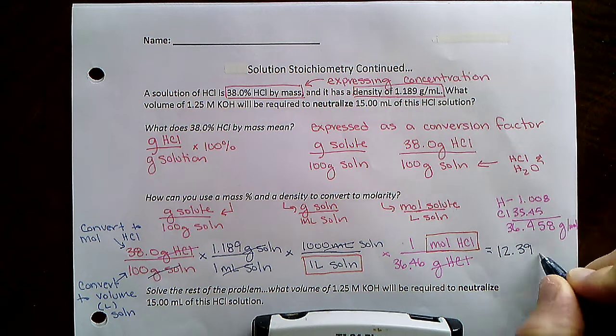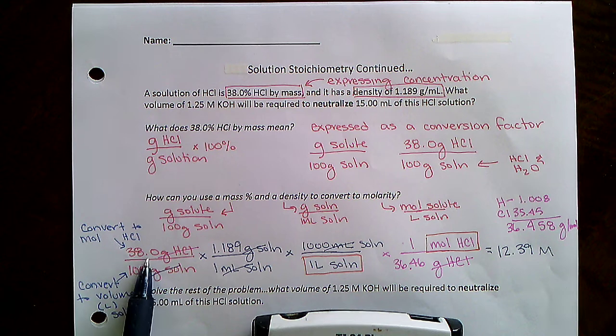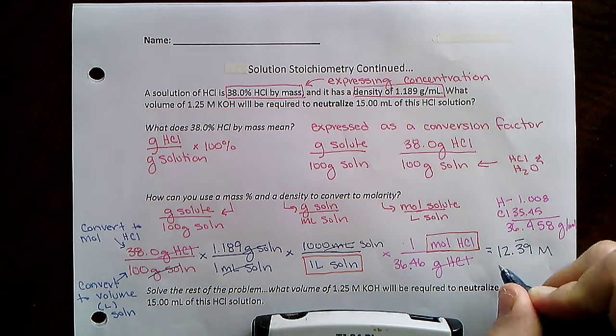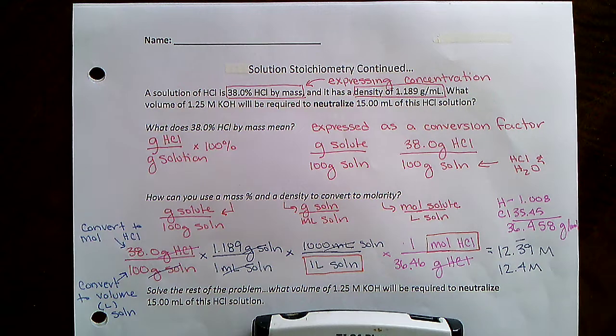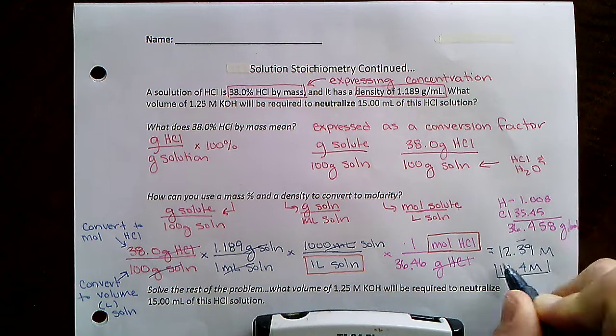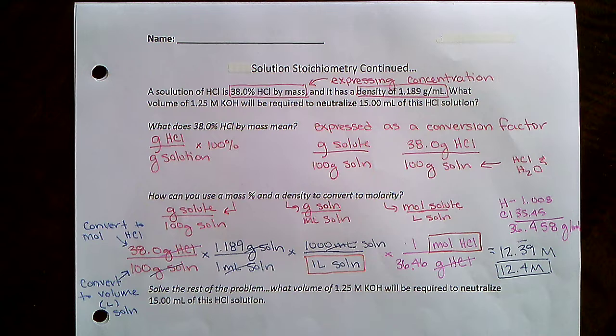12.39 molar. Let's think about sig figs. There's 3 sig figs limiting your answer. So we're going to call it 12.4 molar. We would round if this is what the problem was asking for, which it is. Convert to molarity. So that's a pretty concentrated solution of hydrochloric acid. It means you got 12.4 moles for every 1 liter of solution.